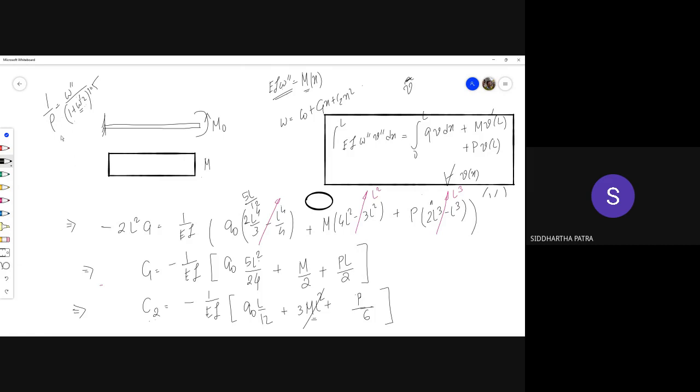So that's why we approximate 1 by rho to be w double prime, and that's how we get this expression. And with that expression, W becomes quadratic. Okay. Now, we were looking for a solution where W could be some sort of C1 x squared plus C2 x cubed. So up to cubic was allowed.